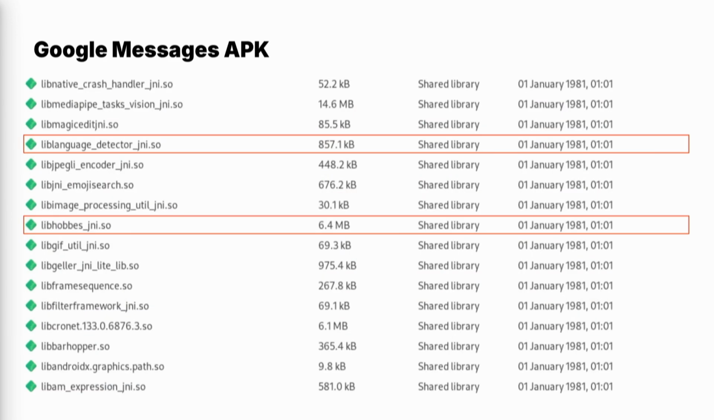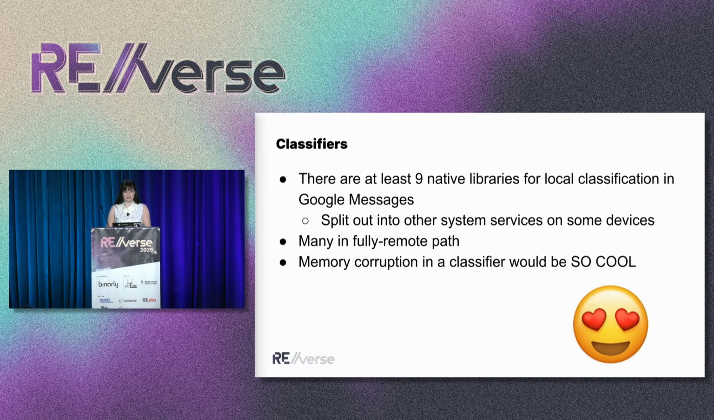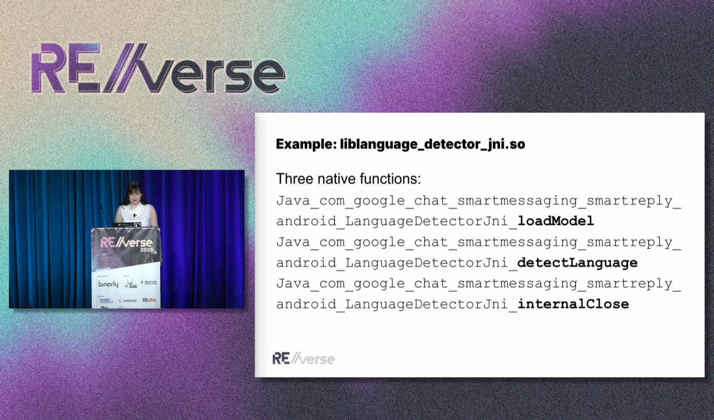So when I looked at this running on a typical device, a lot of these libraries weren't actually used, but they were indicative of the services that the app used. So yeah, I looked at these. A lot of them were in system services. A lot of them were in the fully remote path. And I just thought, memory corruption in one of these classifiers would just be so cool. So I went and looked at this a bit more.